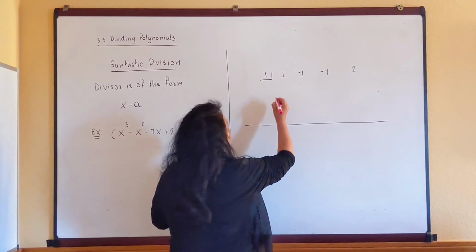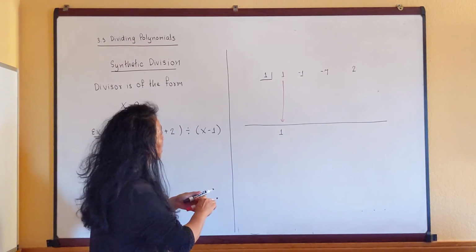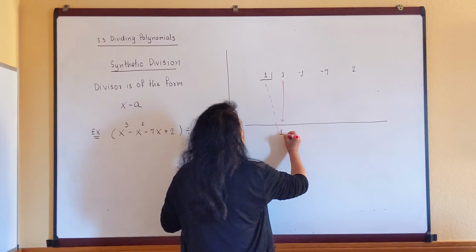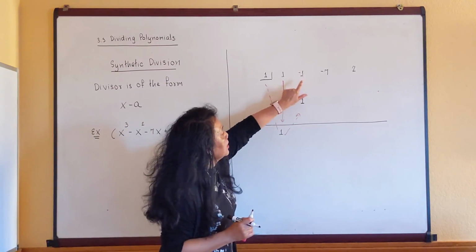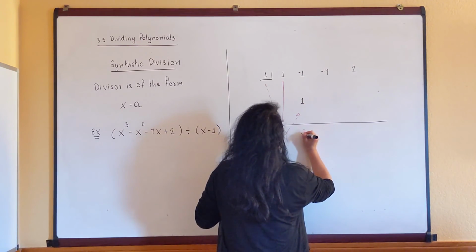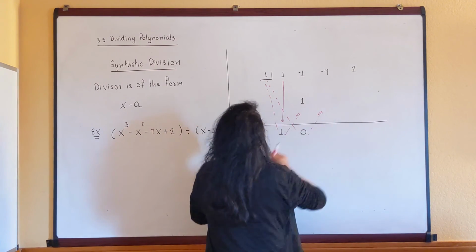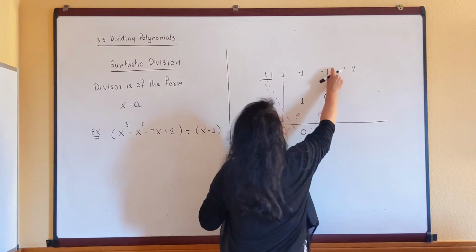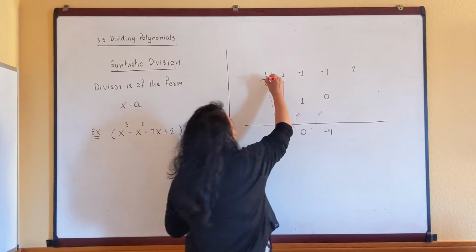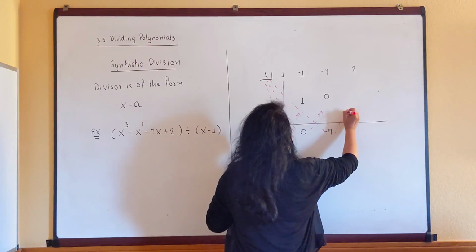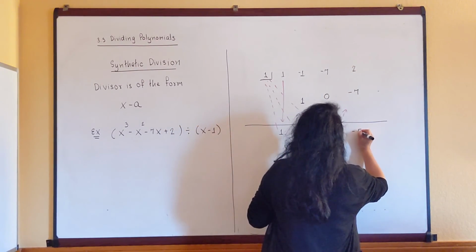First thing you do, you just drop the first number here, which is 1. Then you multiply the a with this one. 1 times 1 is 1, so the 1 goes here. Combine negative 1 and 1, you get 0. Then multiply 1 by 0, put it here. 1 times 0 is 0. Combine these two terms, which is negative 7. You keep on going. Multiply 1 by negative 7, it goes here, which is negative 7. Combine these two terms, which is negative 5.